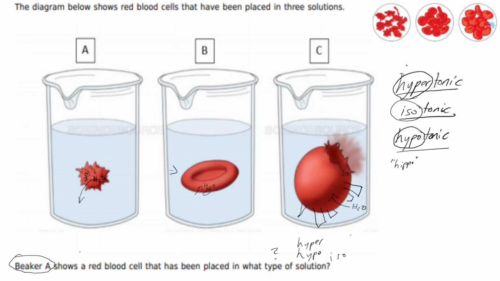So using this information, I want you to go ahead and think about these words. Hypertonic, remember hyper, kids want to go outside. Those water molecules are playing outside. They are leaving, and the cell is shrinking. Isotonic, I so happy, right? Hypo, hippo. I want you to keep those in mind as you go through and try and re-answer this question again, because it is asking you about beaker A.